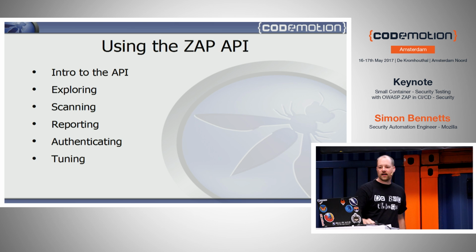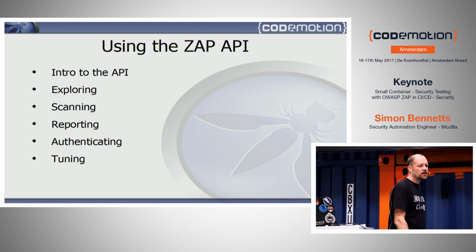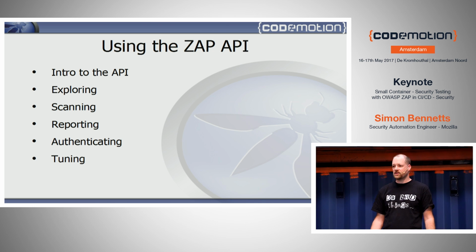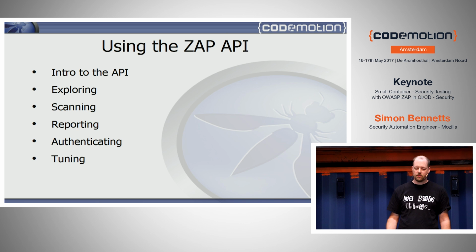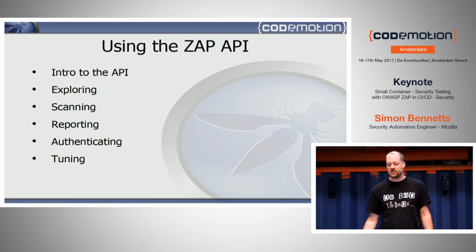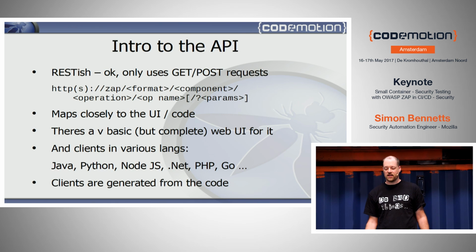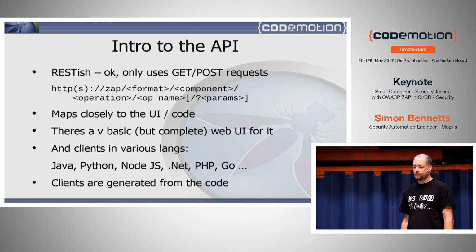Okay, so what I want to do now is delve into the ZAP API in a bit more detail so you can see what's possible and how to understand it, particularly as the documentation could be better. So I'm going to give you an introduction to the API, talk about exploring, scanning, reporting, a little bit about authentication, and something about tuning as well.